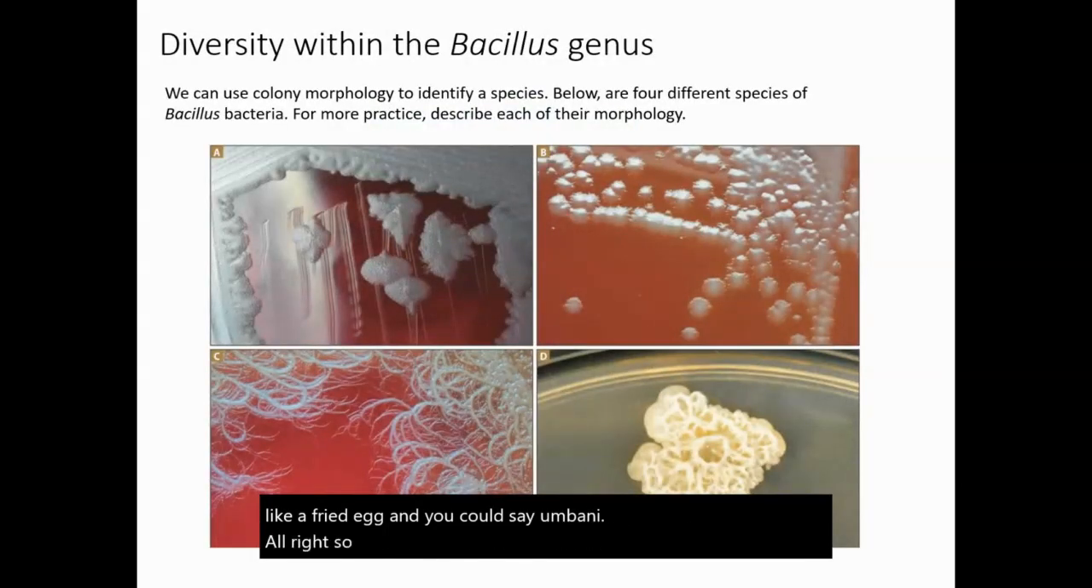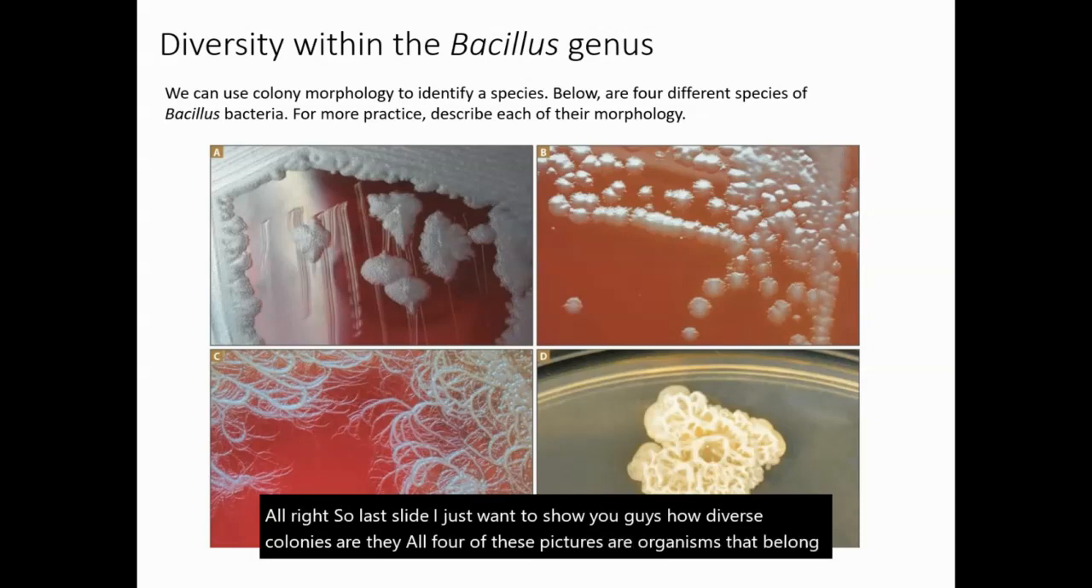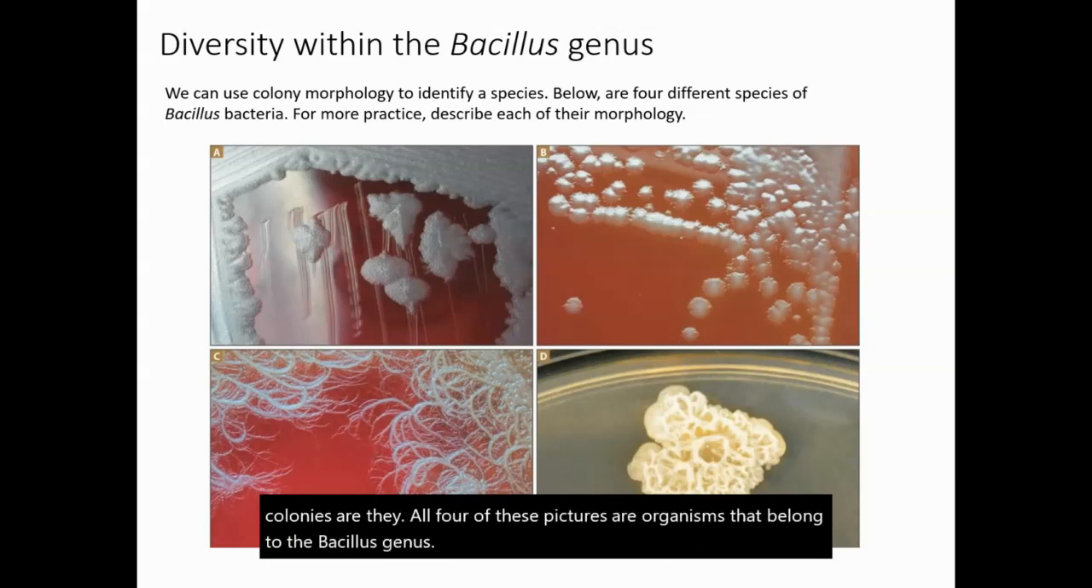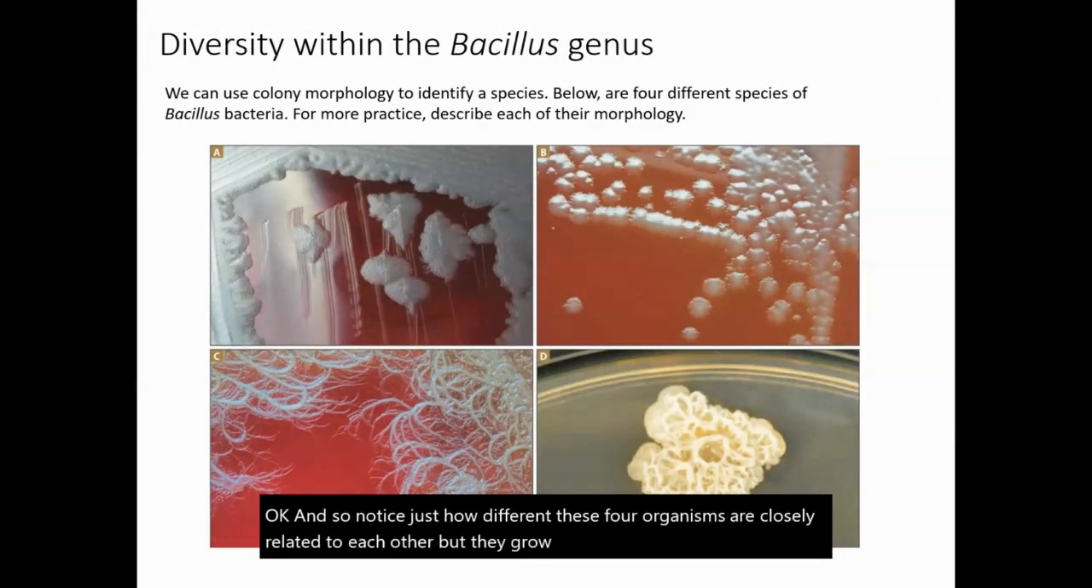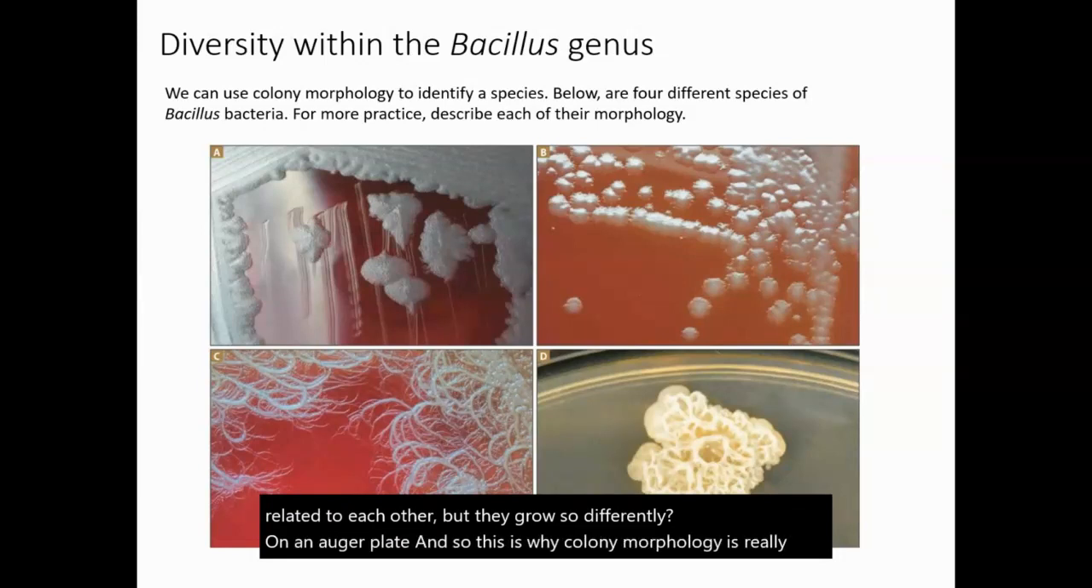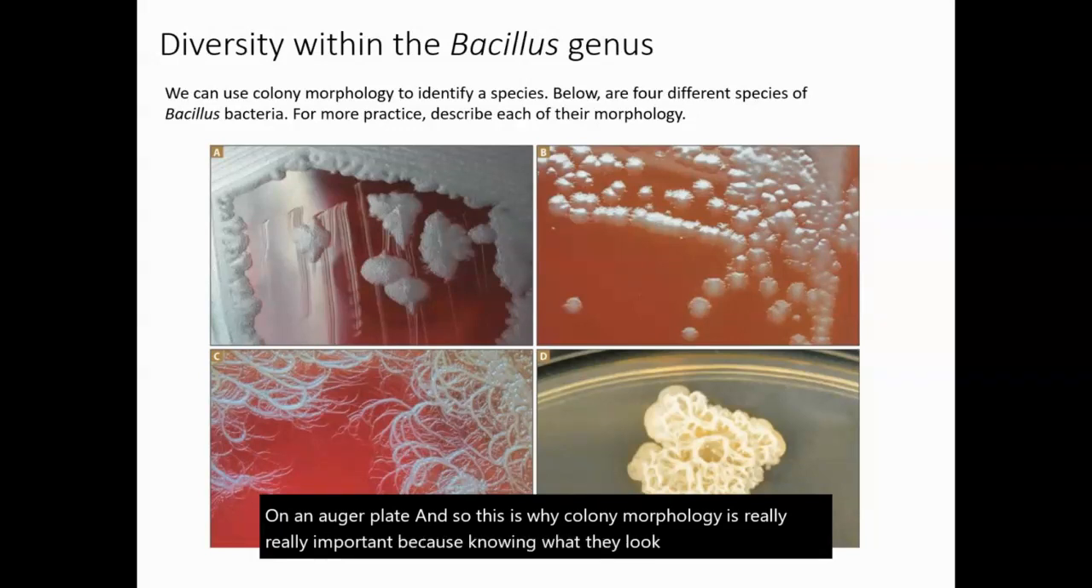All right, so last slide, I just want to show you guys how diverse colonies are. All 4 of these pictures are organisms that belong to the Bacillus genus. Notice just how different. These 4 organisms are closely related to each other, but they grow so differently on an agar plate. This is why colony morphology is really, really important, because knowing what they look like can help us identify what we're working with in a sample.